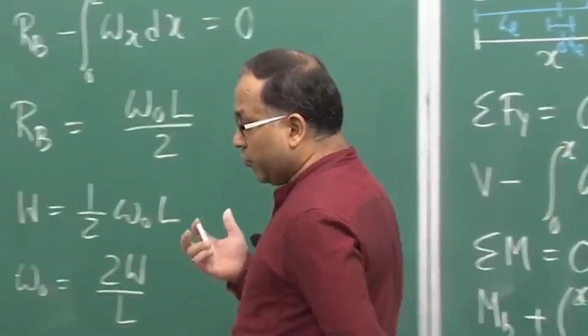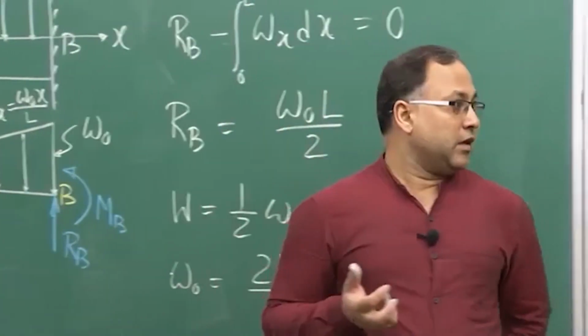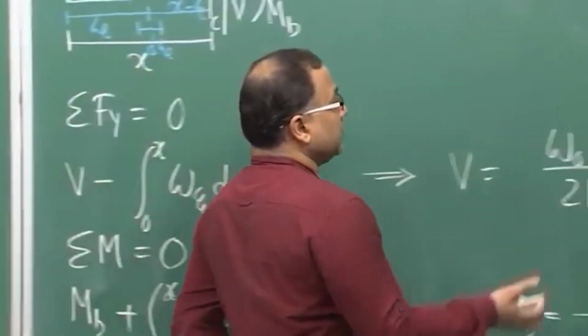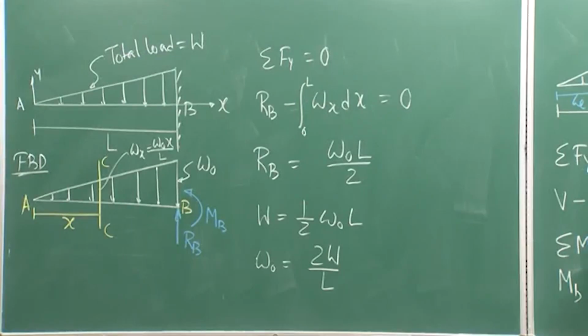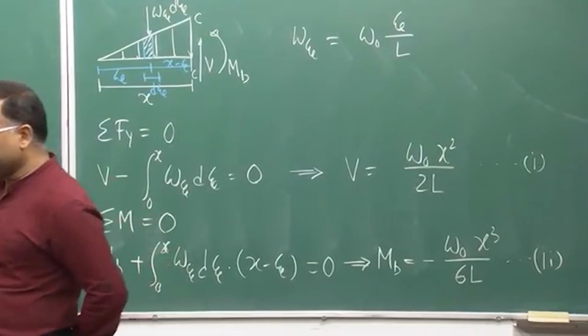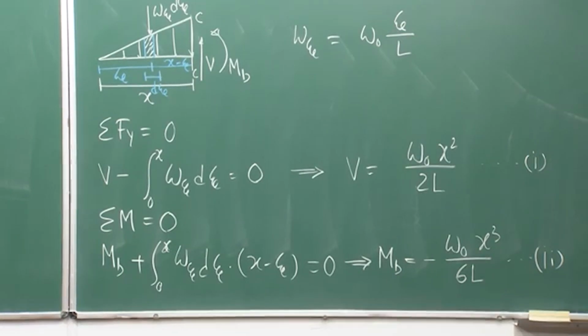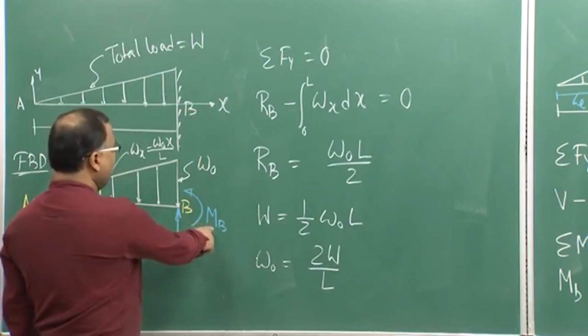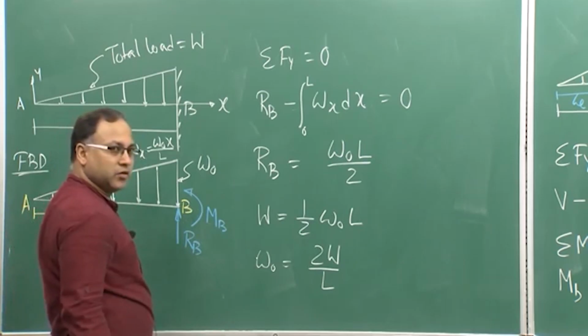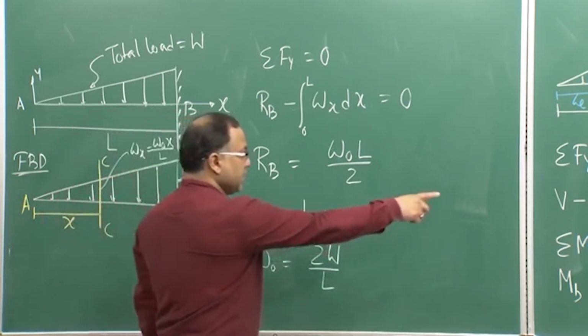So, what I mean to say is that whatever equation you get for the shear force, the equation for the bending moment will be one order higher in terms of x. Okay. So, now you have got the expression for M. Now, I want to find out the value of capital MB from this expression.